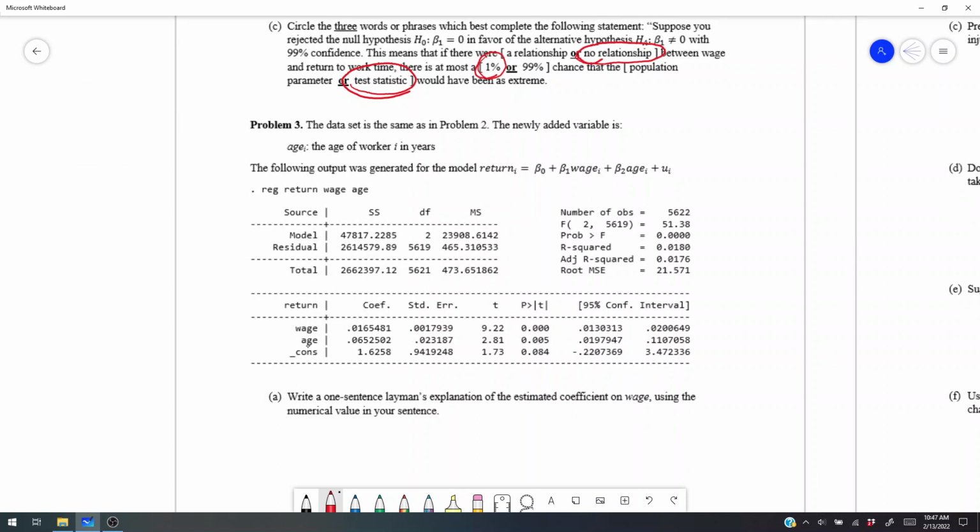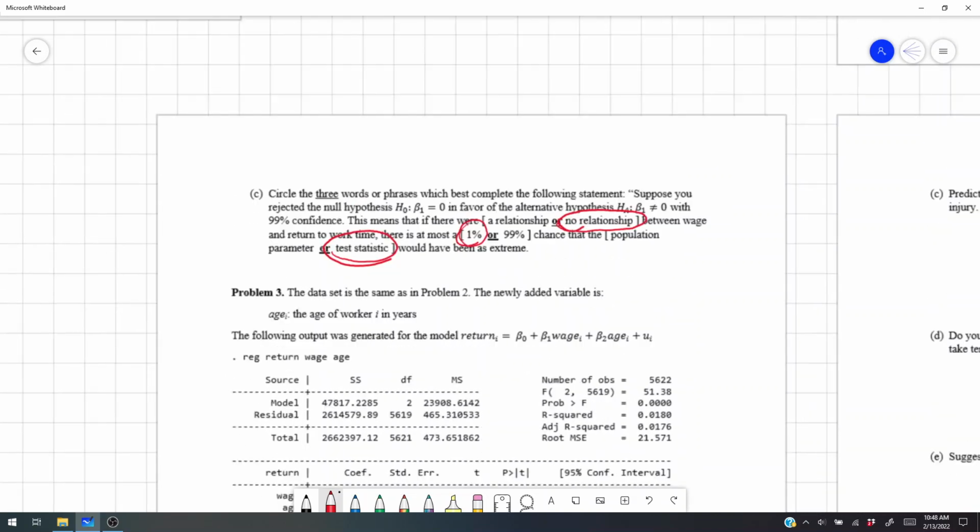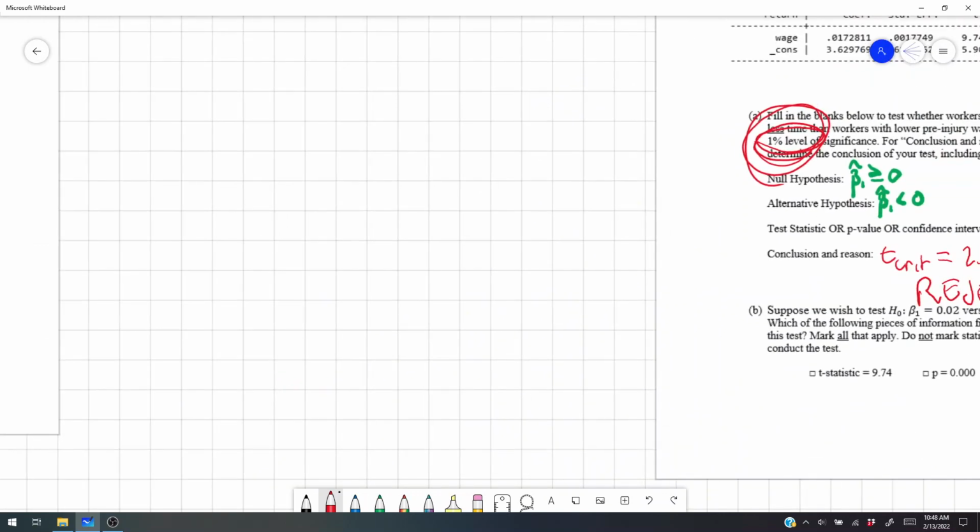Yeah, the coefficient on age is actually positive here. So it does seem like that's true. And is it significant? Yeah, 2.81. That's fairly significant. Write a one-sentence layman's explanation of the estimated coefficient on wage using the numerical value in your sentence. Now, remember, wages here are weekly wages, right?